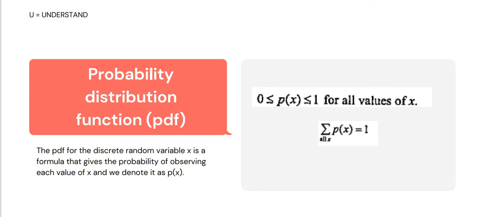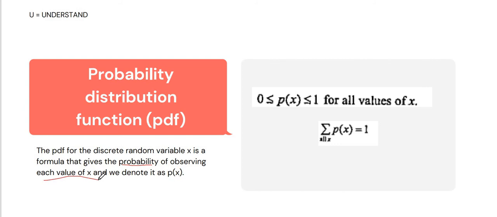Item number 2 is the probability distribution function and also the cumulative distribution function. We go first to the probability distribution function, or in short, we just write it as PDF. If you see the word PDF later on, PDF means probability distribution function. The PDF for the discrete variable X is a formula that gives the probability of observing each value of X. The keyword here is each value of X.